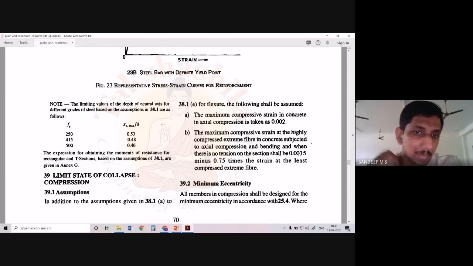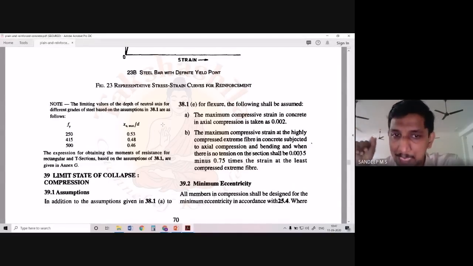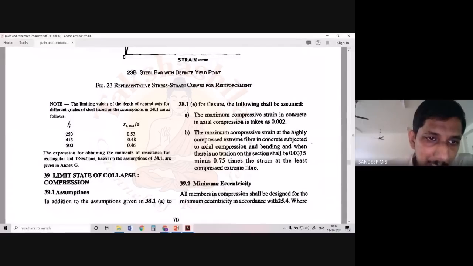That is nothing other than the neutral axis depth of our balanced section. That is what we call the limiting neutral axis or limiting value of neutral axis, whatever terminology we use. It is the neutral axis depth of a balanced section. Based on the grade of steel, our standards suggest these values. Actually, these values can be easily derived based on this assumption, but I am not spending much time on that.